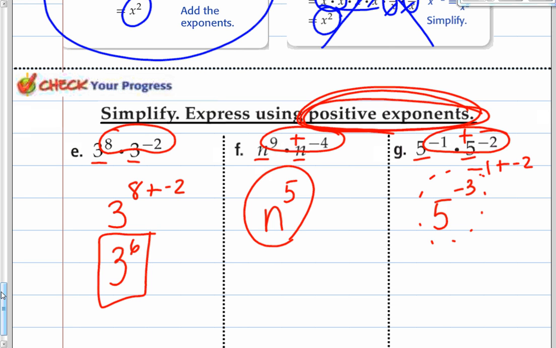So 5 to the negative 3 actually is 1 over 5 to the positive 3. Remember, I call it flip it because this actually could be written with a 1 underneath if you really want to. And just flip it over, but get rid of that negative sign right there. There's your final answer.